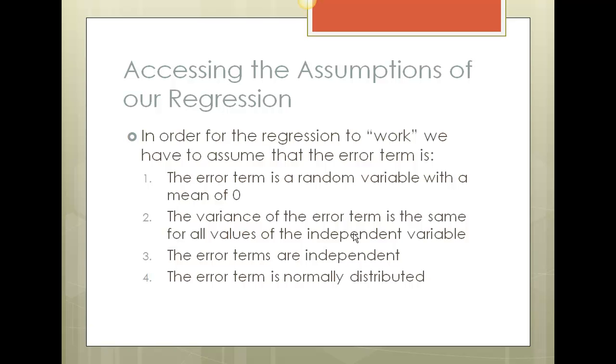Assessing the assumptions of our regression. Okay, so in order for the regression process to work, we have to assume that the error term is a random variable with a mean of 0, that the variance of the error term is the same for all values of x, that the error terms themselves are independent, and that they are normally distributed. So these are our 4 assumptions that we use in order to run OLS, in order to make it work. In a more advanced class, you would go through and we'd show how to assess each of these 4 assumptions and how to make corrections for any violations.